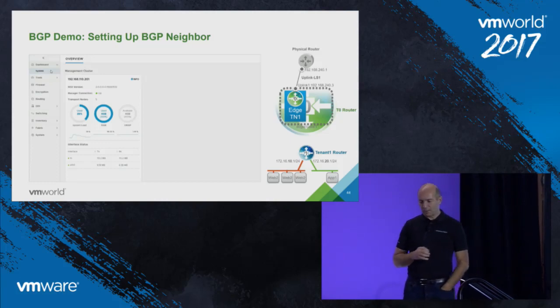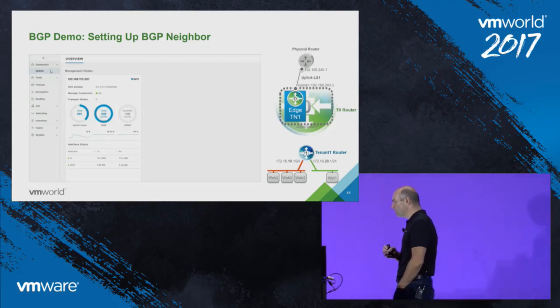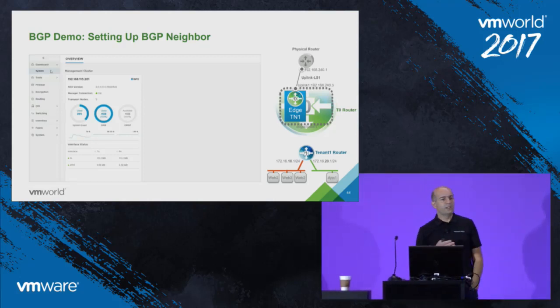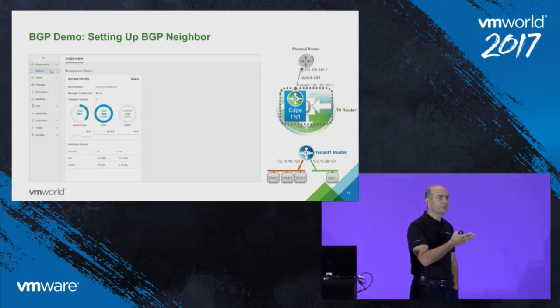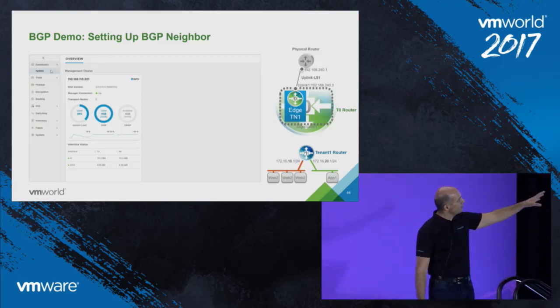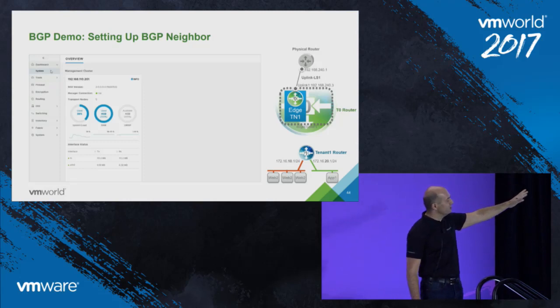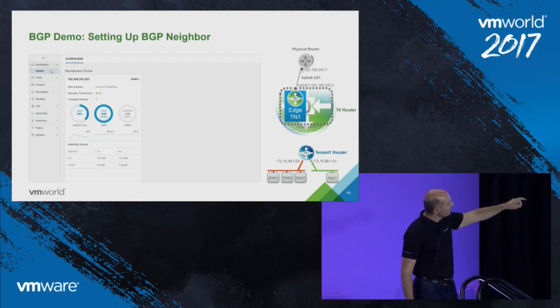So this is my final demo on routing, and I'm going to show you how we configure a BGP adjacency to the physical world and how routes are being advertised to the physical world. On the right side, you have my physical lab, which is actually nested. It's virtual, but let's assume it's physical. I have a single edge node on which I have my tier 0 router with a physical uplink. I have a physical router which is actually a Quagga box, a virtual form factor, but it doesn't really matter.